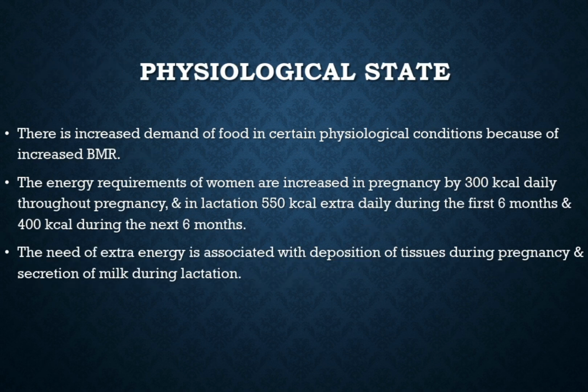Then the physiological state. There is increased demand of food in certain physiological conditions because of increased BMR. The energy requirements of women are increased in pregnancy, to 3,300 kilocalorie daily throughout pregnancy, and in lactation by 550 kilocalorie extra daily during the first 6 months and 400 kilocalorie during the next 6 months. The need of extra energy is associated with deposition of tissues during pregnancy and secretion of milk during lactation.